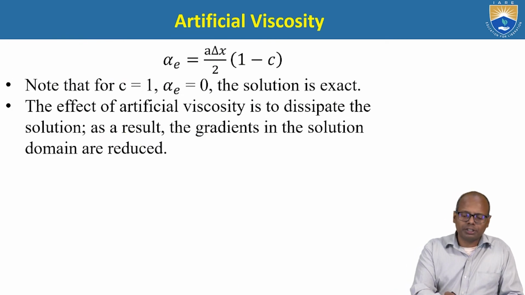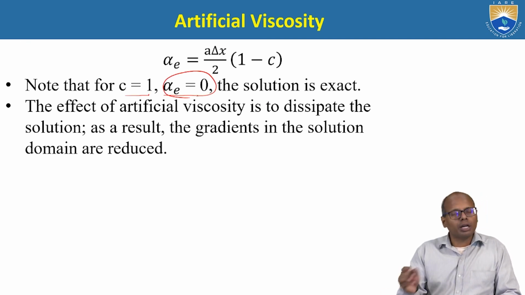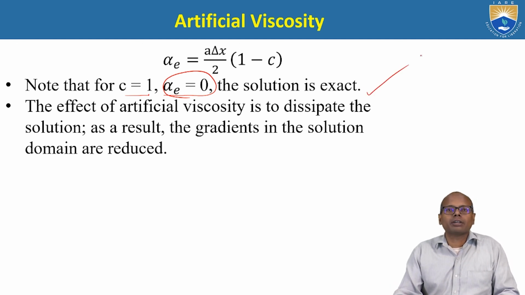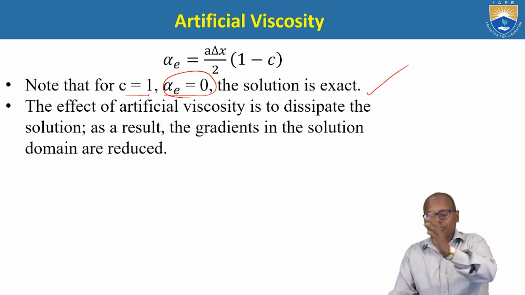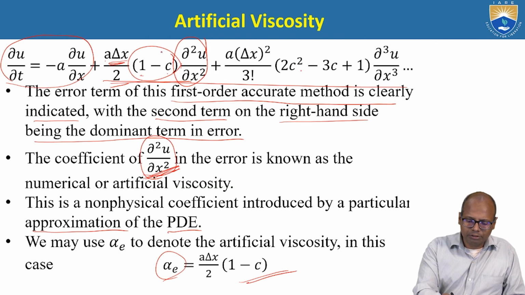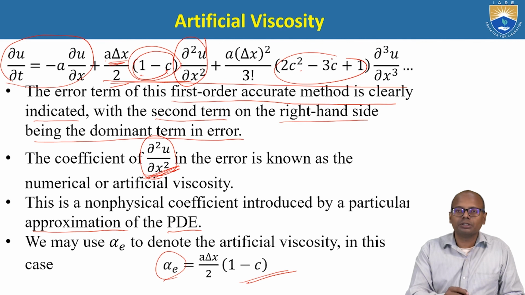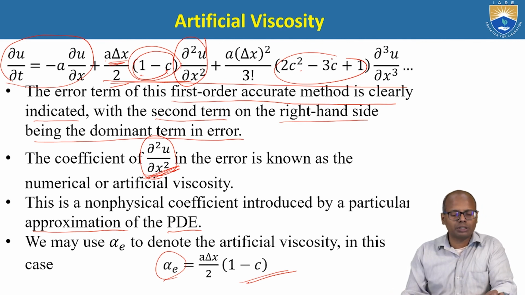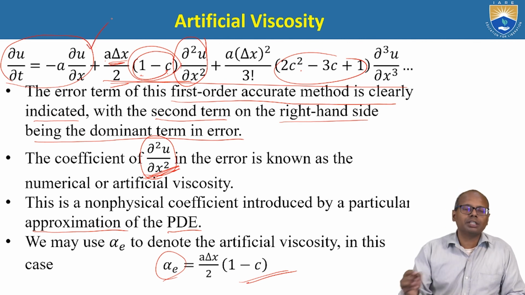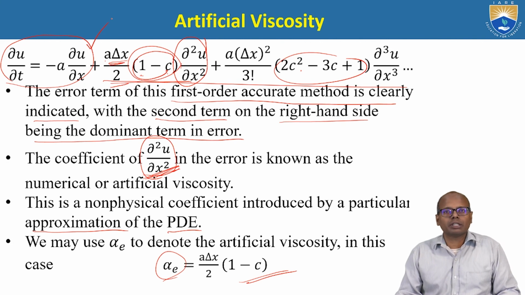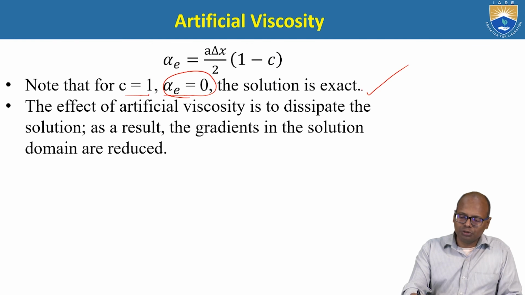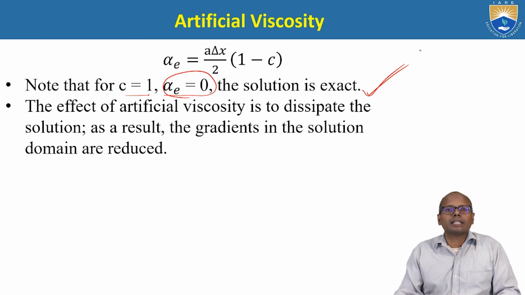Now for this artificial viscosity, if C is equal to 1, the artificial viscosity is equal to 0. If artificial viscosity is 0, then the solution is an accurate one, because you can see here it will be 0 and here it will be 0. So if all the terms are 0, then this is our initial partial differential equation, and finally we are getting the same. So the solution that we get is an exact solution.